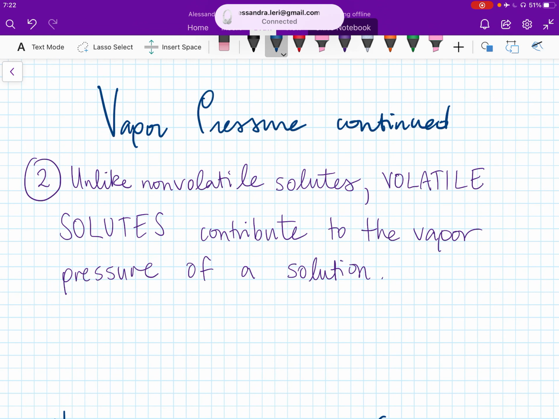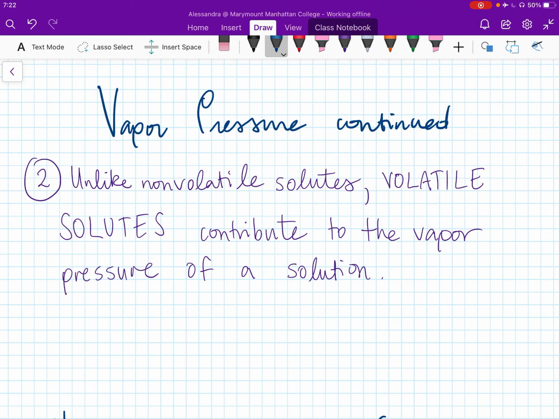I want to continue our discussion of vapor pressure of solutions. In a previous lecture, I talked about what happens to the vapor pressure of a solution when we add a non-volatile solute to a solvent. Here, I want to talk about what happens when the solute is also volatile. Solvents are, by their nature, volatile. They tend to have weaker intermolecular forces that enable them to volatilize more easily than things like salts.